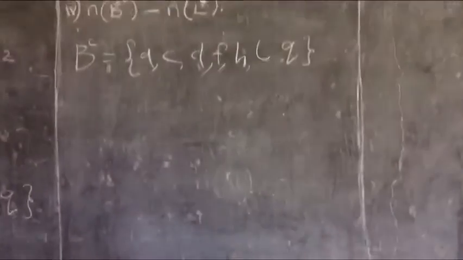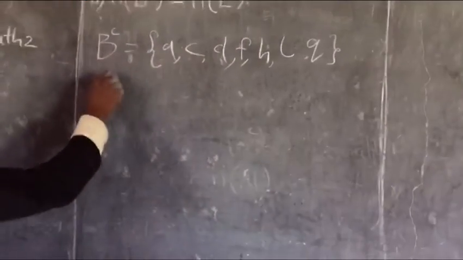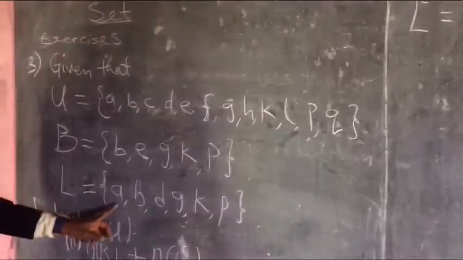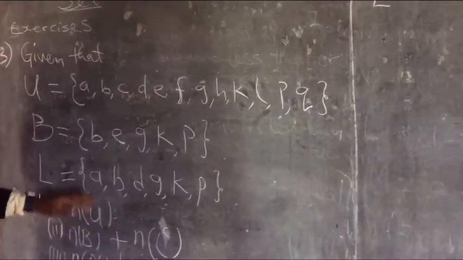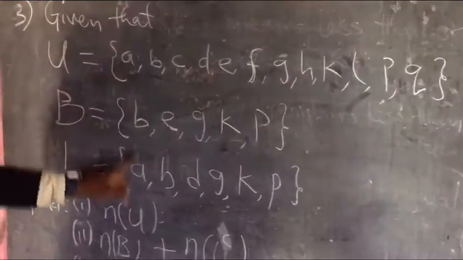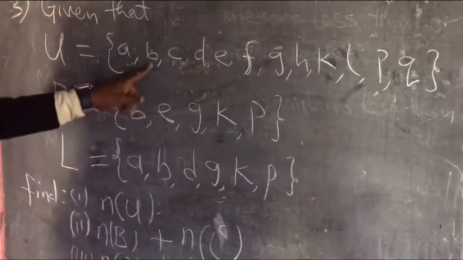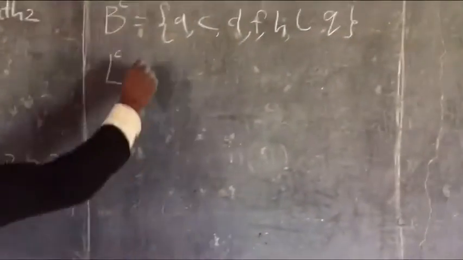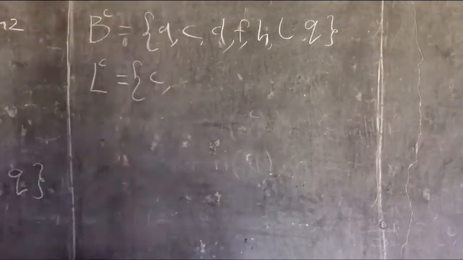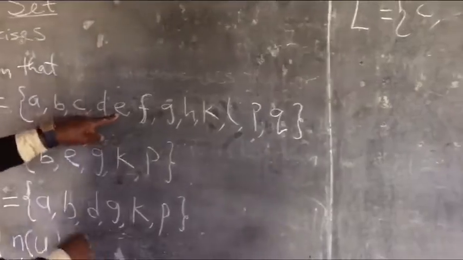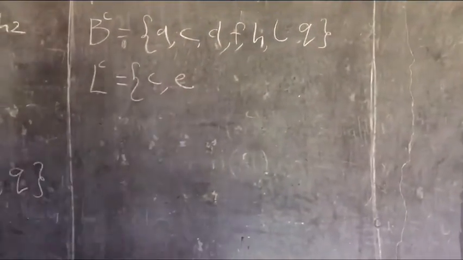Then the next thing we go do now is to look for L complement. L complement. Now all the elements where they universal set, we know they L, abi? So A dey here, we know we write A. B dey. C no dey, so we write C. D dey. E no dey, we write E.